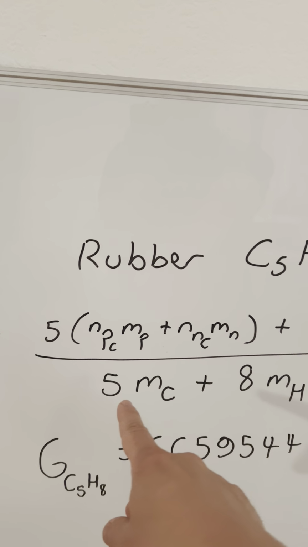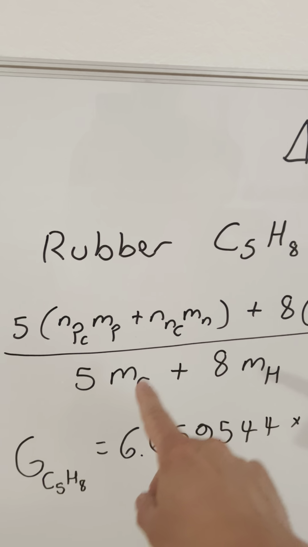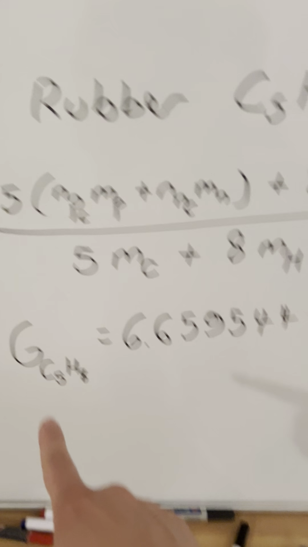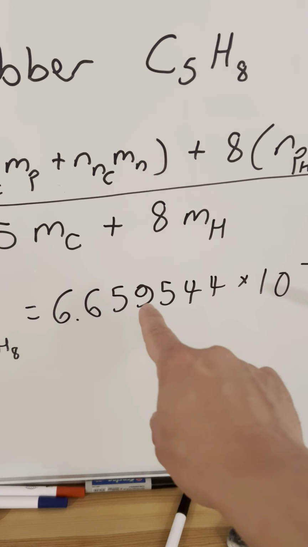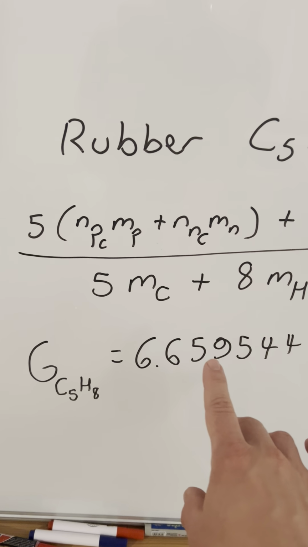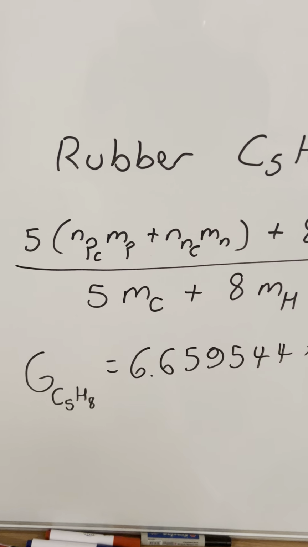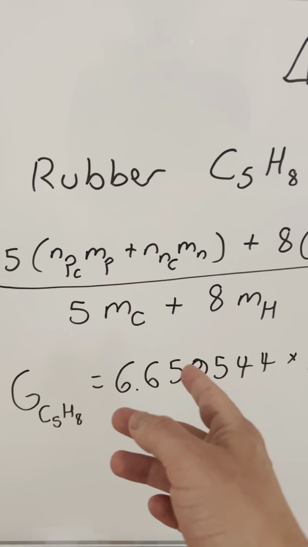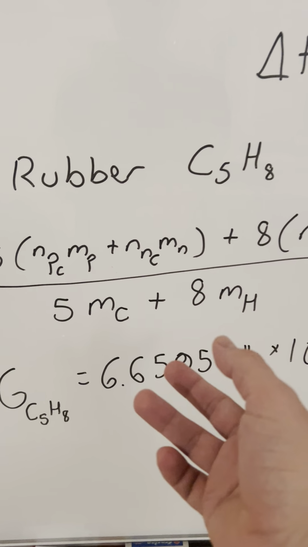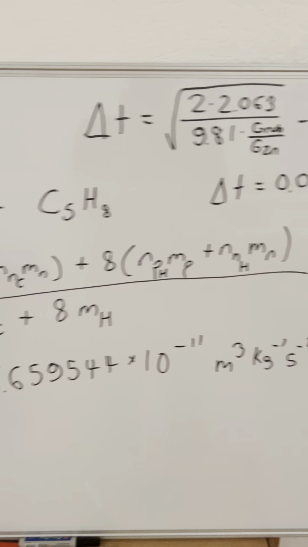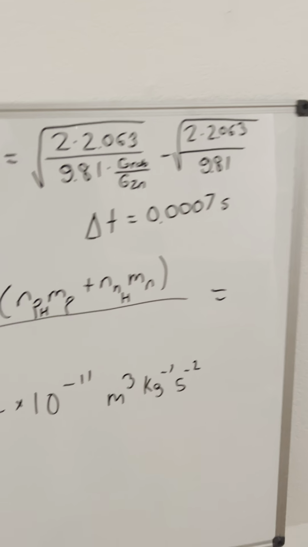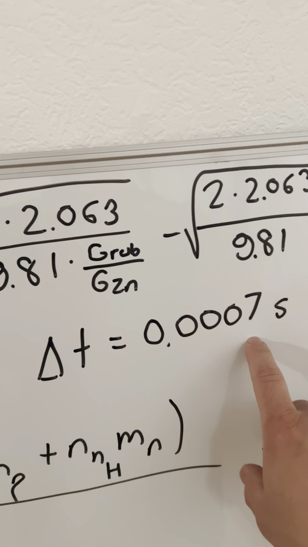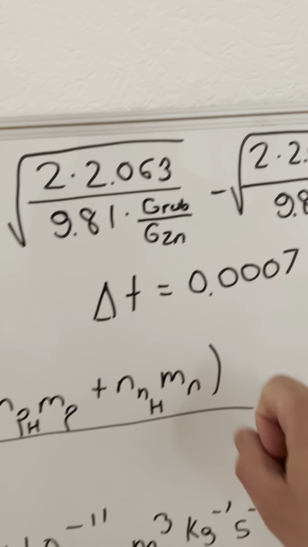Here you have 5 times the mass of carbon plus 8 times the mass of hydrogen. And that's what you get, 6.659 something. And that's pretty low if you compare that with iron. Iron is 6.67428 according to my research. And yeah, so that's the math. And here, that's a pretty big time difference, the biggest you can get.